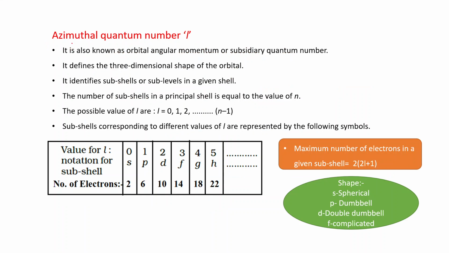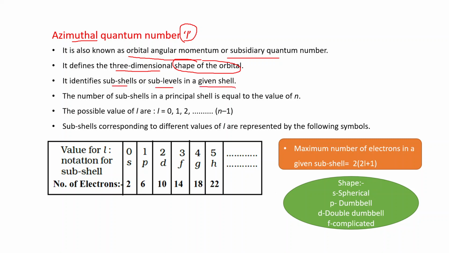Next come to the azimuthal quantum number, represented by small l. Again remember, not capital L. This is small l; capital L represents one of the shells. Small l represents the azimuthal quantum number. It is also known as orbital angular momentum or subsidiary quantum number. It defines the three-dimensional shape of the orbital. It identifies subshells or sublevels in a given shell.